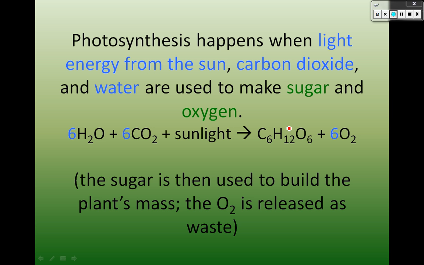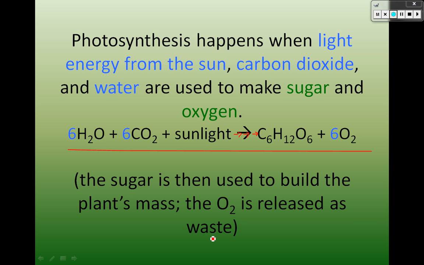So photosynthesis happens when light energy from the sun, carbon dioxide and water are used to make sugar and oxygen. And so this is the overall balanced equation. Sometimes you'll see this as having several arrows like this. You'll see this as well with respiration, and that's telling us there's actually more steps in here. And then the sugar is used to build the plant's mass, and the O2 is released as plant waste, but we of course use it and we breathe it in.